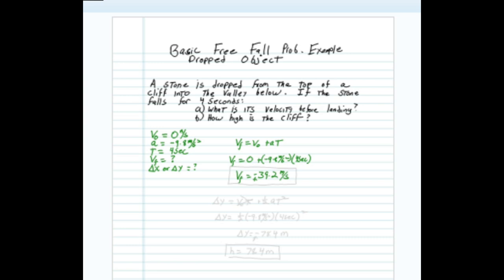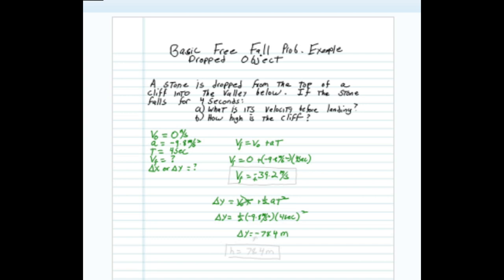Okay, now for the second part, we want to find the displacement. So I'm going to write out the equation. Delta y equals Vot plus 1/2 at squared. Now in this case, it started from rest. So our Vo term is 0. This is all going to cancel out. And we get delta y equals 1/2 times the acceleration, which is negative 9.8 meters per second squared, times the time, which is 4 seconds, and we're going to square that. So if we calculate that out, we end up with negative 78.4 meters.